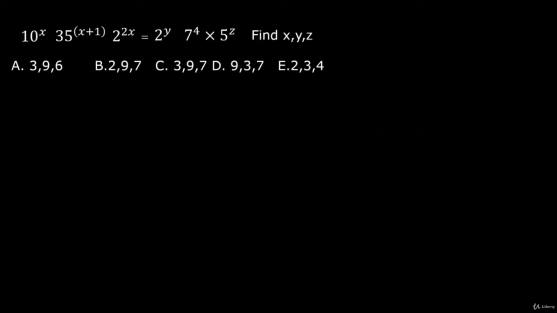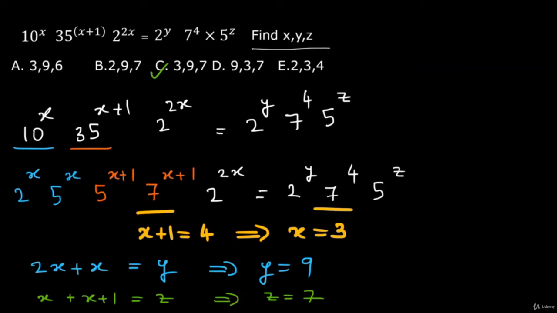Let's read the next question. 10 to the power x into 35 to the power x plus 1 into 2 to the power 2x is equal to 2 to the power y into 7 to the power 4 into 5 to the power z. Now we need to find x, y and z. Now what's the correct answer to this question? The correct answer is option C.